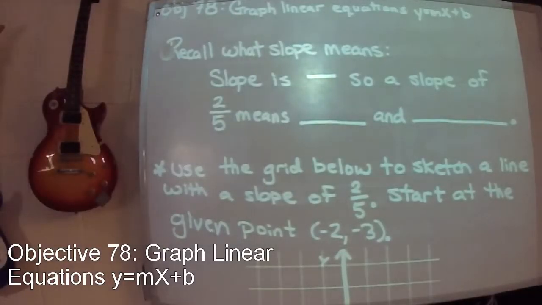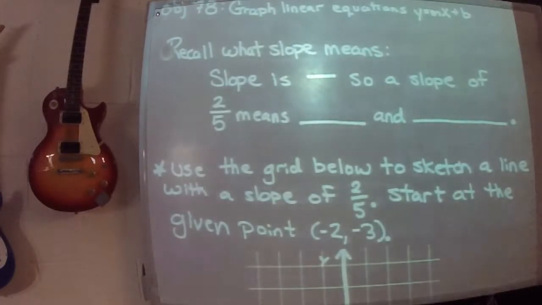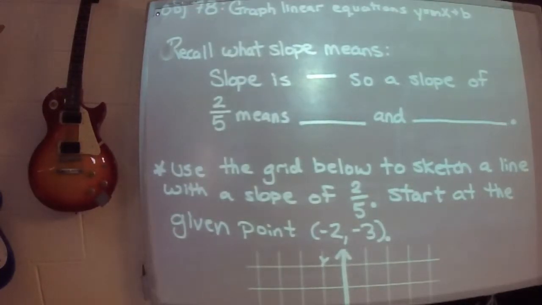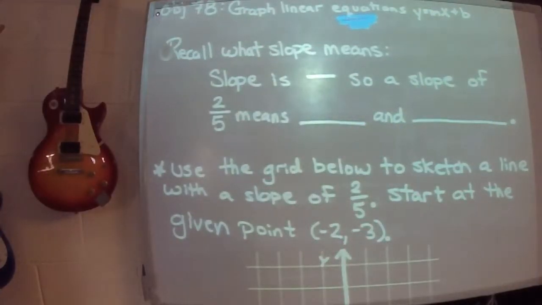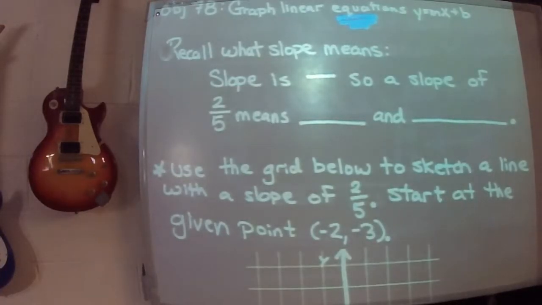Algebra. Okay, everybody have objective 78 out. We're going to do 78 and 79 because they're basically the same thing. So, starting with 78, graphing linear equations. Up to this point, we started talking about slope, and then we started putting lines into a coordinate plane.